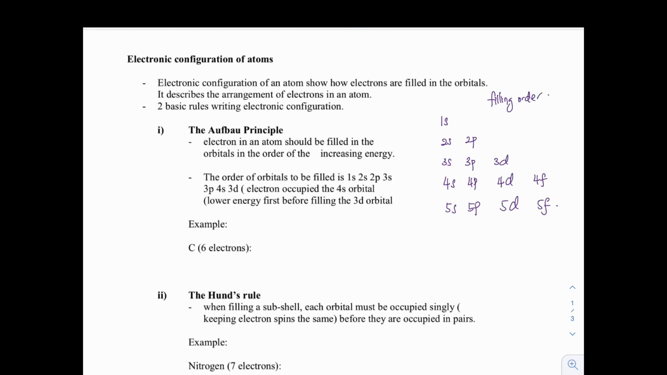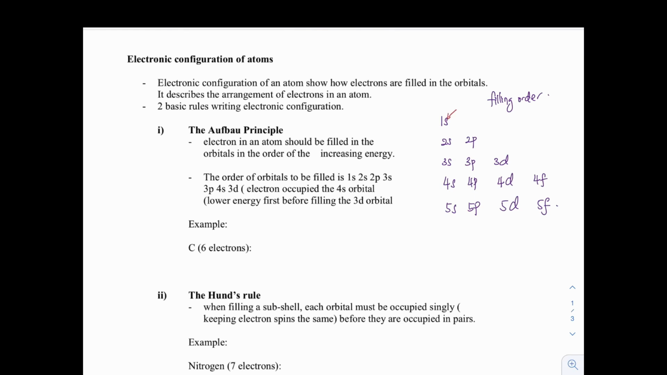So how does it work? Now we'll look at this rule, the Aufbau principle. According to the Aufbau principle, electrons in an atom should be filled in the orbitals in the order of increasing energy level. So how am I going to write this out? Okay, it is from here, the filling order.